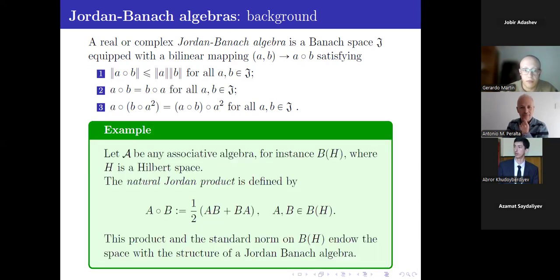A natural example of a Jordan Banach algebra is when we consider a Hilbert space and we take the space of bounded linear operators. If we define the natural Jordan product this way, we obtain that B of H has the structure of a Jordan Banach algebra. And there are different classes of Jordan Banach algebras.